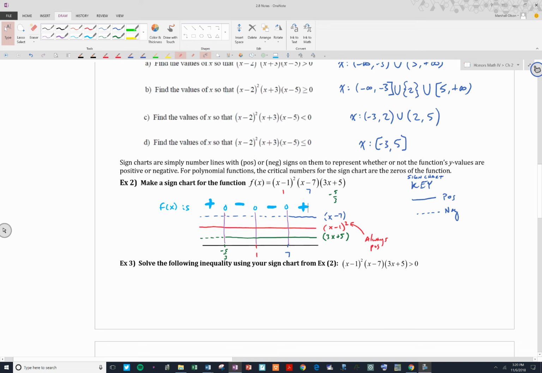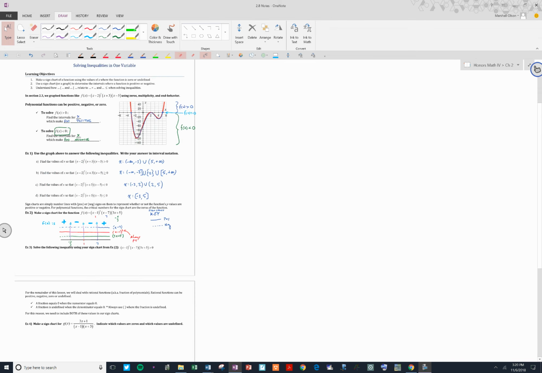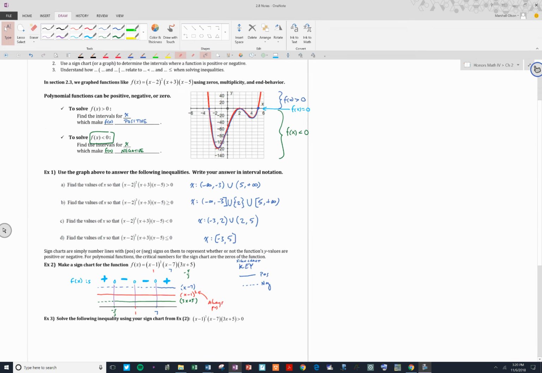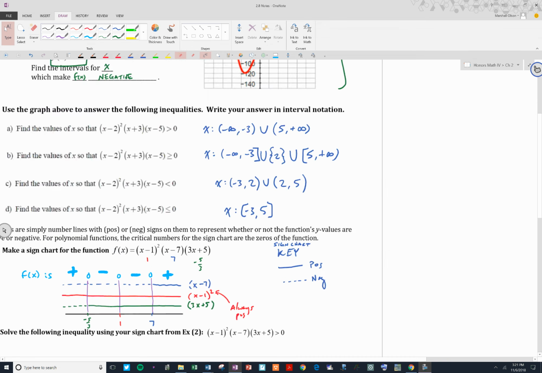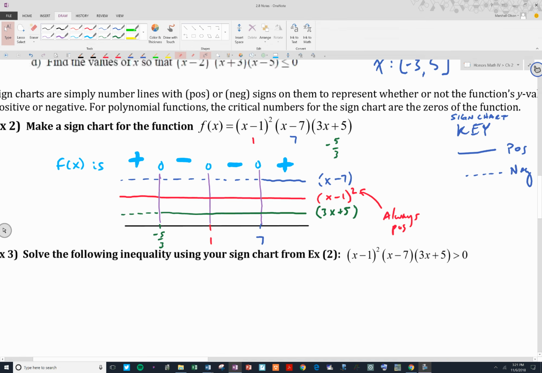Now, if we look back up to our graph, we should see the exact same thing that we have written here. Up until negative 5/3, it's positive. Then it's 0. Then between negative 5/3 and 1, it is negative. Between 1 and 7, it is also negative. And then after 7, it's positive. So this says the exact same thing that our graph did. It's just a different way of representing it.